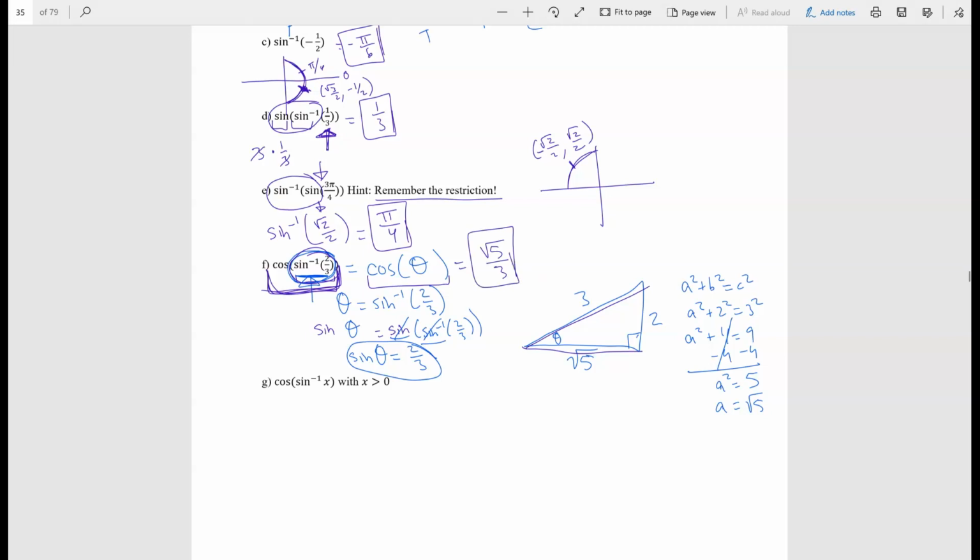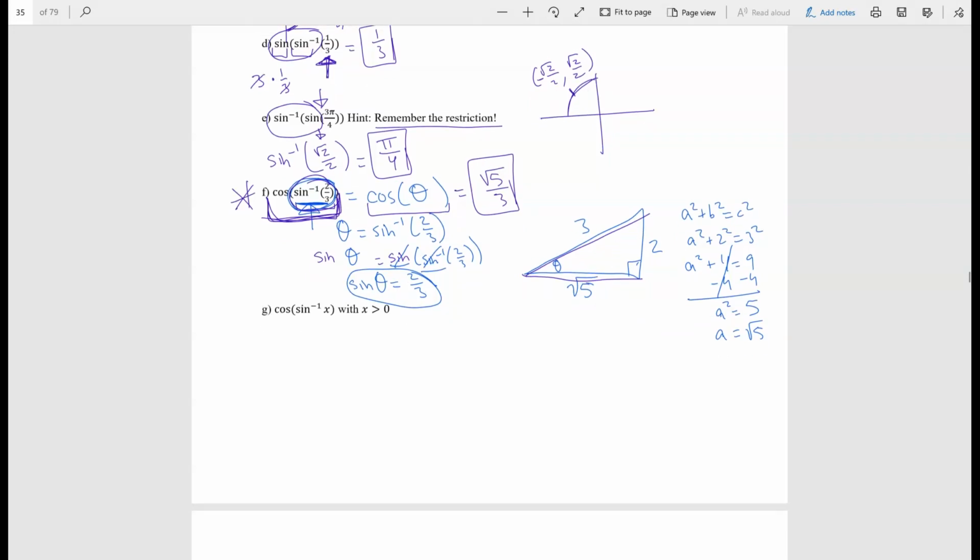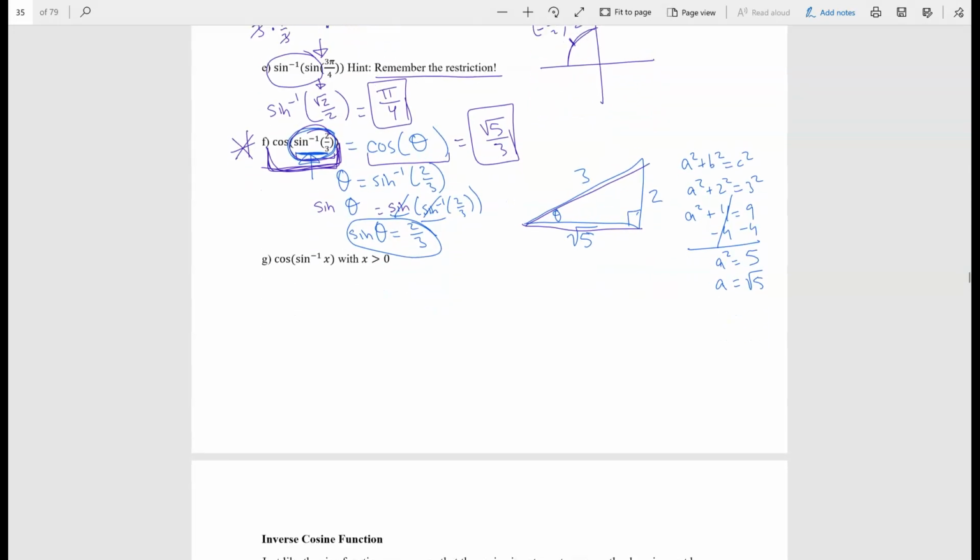Okay? So we're going to do a lot of problems like this in the next couple of videos. So even if you didn't quite get it, don't worry, it's going to come back. So we'll finish up this section with this last one, cosine of sine inverse of x, when x is positive.